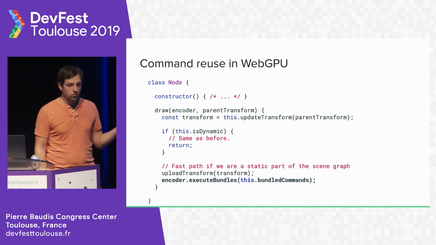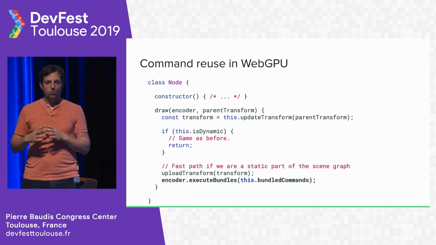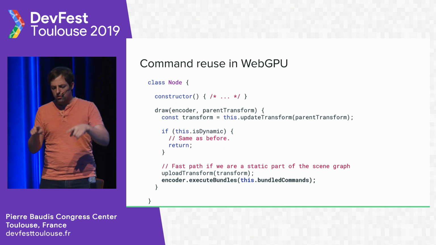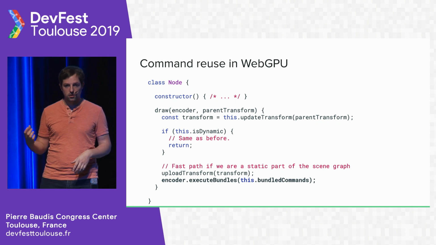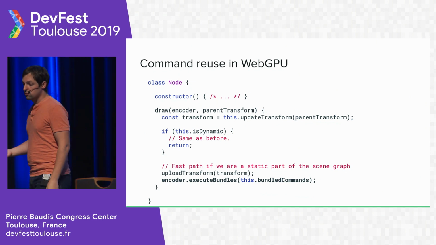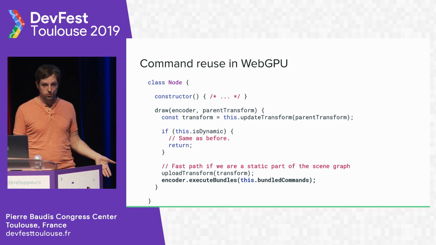At draw time, when we detect we are the root of a static subtree, instead of walking all the children and sending all the commands, we can just reuse the bundled commands in one call. And so this is much more efficient because it allows you to just remove the computation for a whole subtree at once.